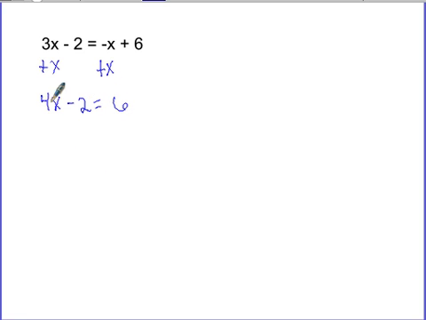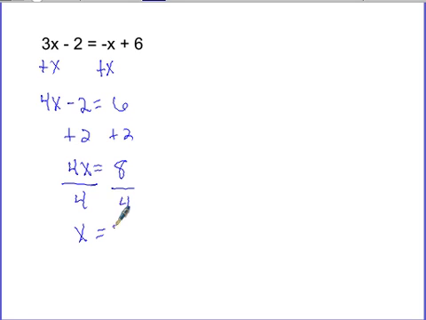Now this is a two-step equation like we were used to doing back in chapter 4, so hopefully it looks familiar. At this point you would just start taking things away from the variables. So add 2 to both sides, 4x equals 8, then divide by 4, and x equals 2.